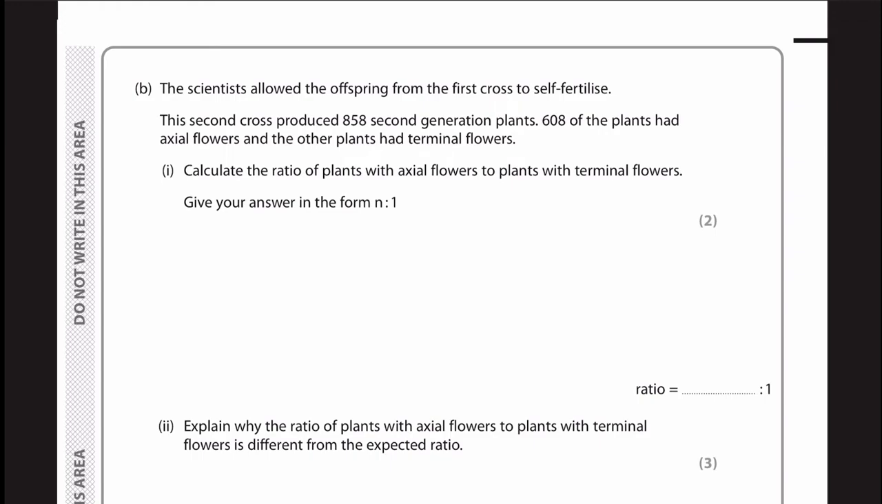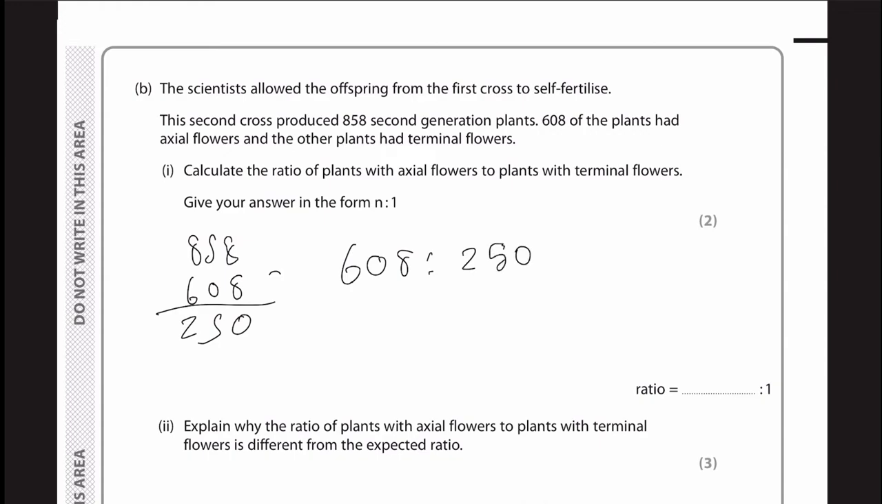Okay, so first things first, let's calculate how many had terminal flowers by doing 858 minus 608. Okay, that gives us an answer of 250. Okay, so then we know there's 250. We know the ratio is 608 to 250, but we want it in the form n to 1, so we just divide it by 250 to get n to 1, and then it goes 2.43 or 2.4 to 1. Okay, there we go. That's essentially what we're going to do.